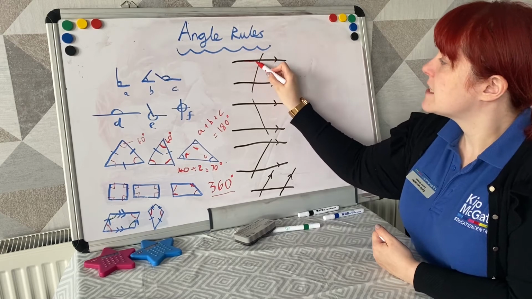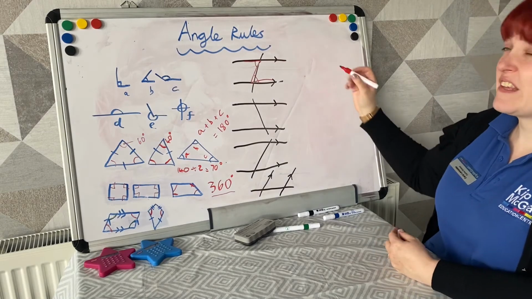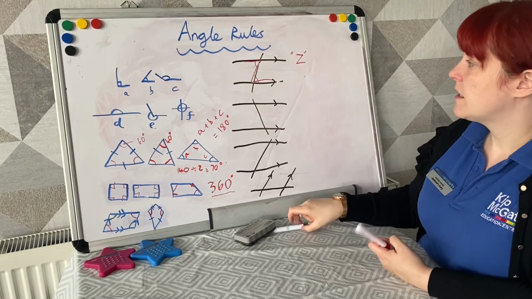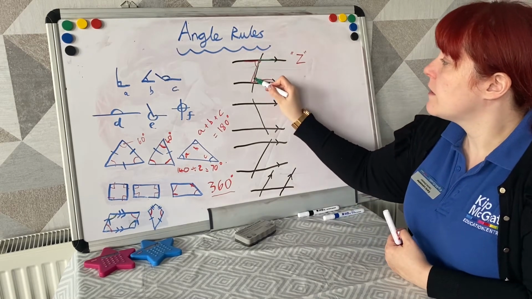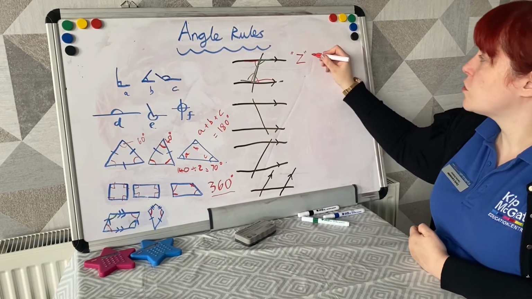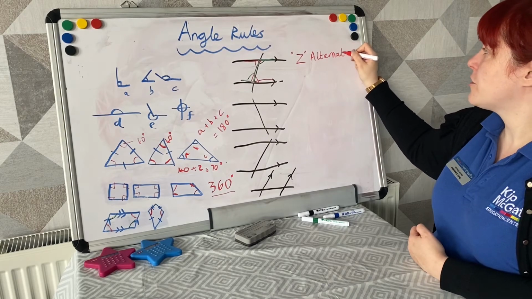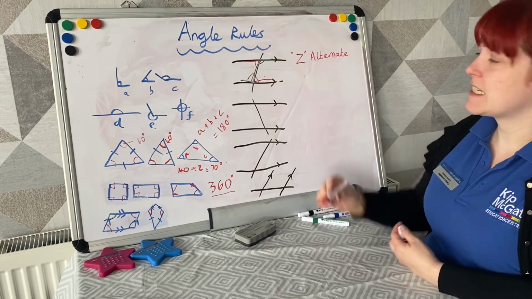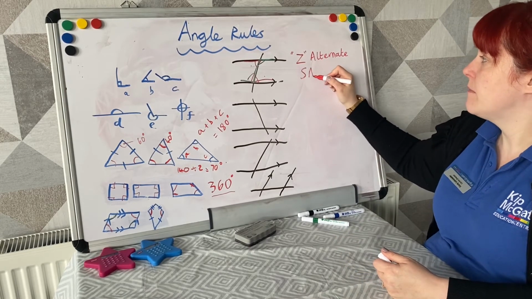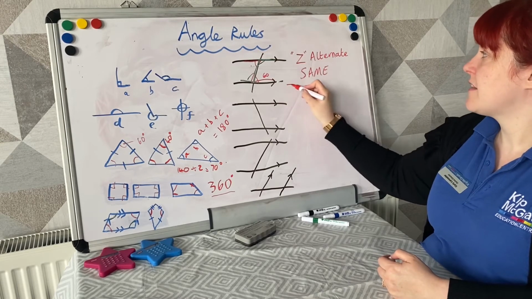So if I draw a nice Z there, that angle and that angle are within the Z. As we said, we call it a Z, but it can go backwards, so it can go that way as well. And your Z angles have their special name of alternate. They are alternate because the angles are on alternate sides or opposite sides. And alternate angles are the same as each other. So if this one is 60, so is that one. So they are the same.